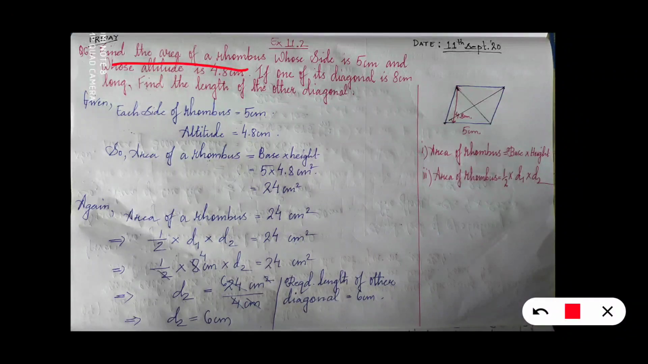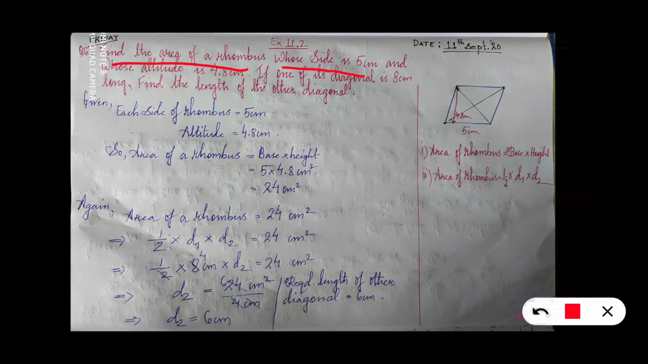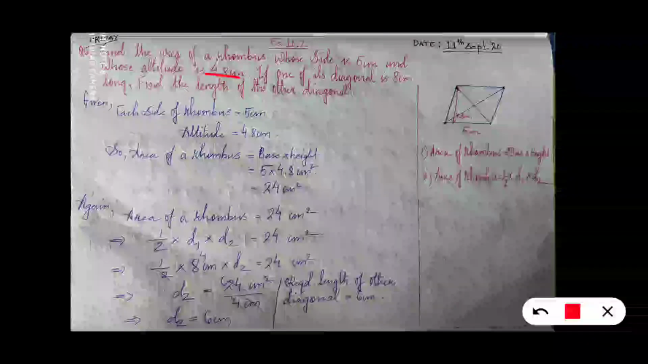Find the area of a rhombus whose side is 5 centimeter. We know side is 5 centimeter means all the sides are 5 centimeter, because I already told you that in a rhombus all the sides are equal. So this is very simple. Let's read further: and whose altitude is 4.8 centimeter. Altitude means, my dear, height.